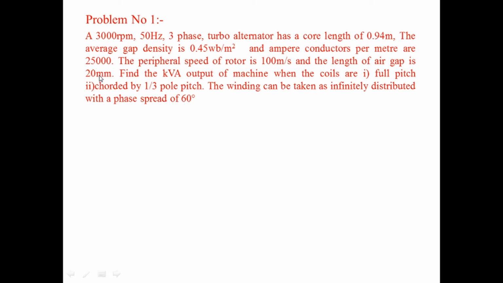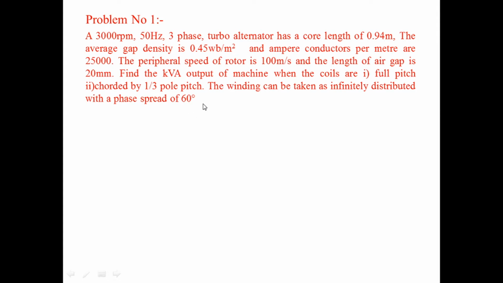A 3000 rpm, that is the high speed, 50 Hz, 3-phase turbo alternator has a core length of 0.94, that is L. The average gap density is 0.45 Weber per meter square, that is BAV, and ampere conductors per meter is 25,000, that is AC. The peripheral speed of the rotor is 100 meter per second and the length of the air gap is 20 mm, that is lg. Find the kVA output of the machine when the coils are full pitch. In the first case it is full pitch and in the second case it is chorded by 1/3 of pole pitch, and the winding can be taken as infinitely distributed with a phase spread of 60 degrees.